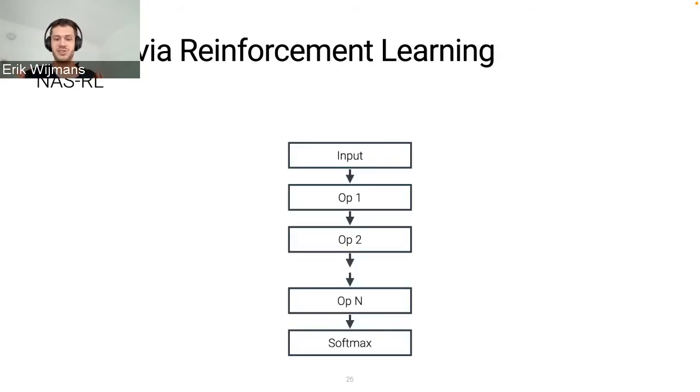The way this looks in the NASRL paper is you have your input, and then you have a chain of blocks that can be pretty much anything. These operations can be convolutions, normalization layers, or activation functions. You can add in skip connections, and that gives you the ability to create residual connections, like we've seen are continually important in computer vision.